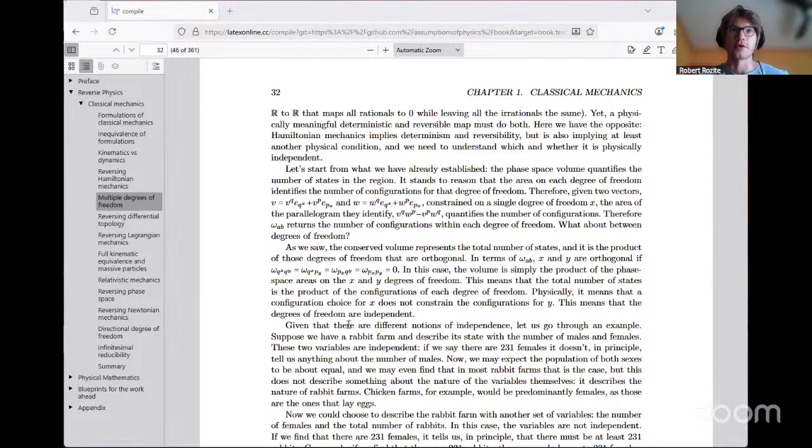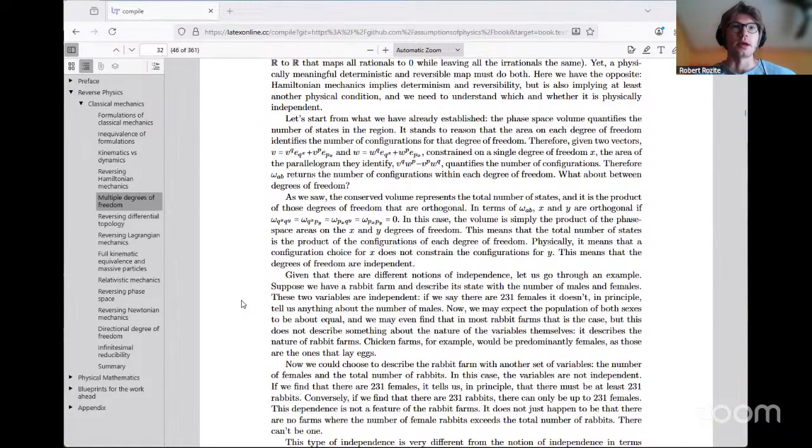Let's start from what we have already established. The phase space volume quantifies the number of states in the region. It stands to reason that the area on each degree of freedom identifies the number of configurations for that degree of freedom. Therefore, given two vectors v and w constrained on a single degree of freedom x, the area of the parallelogram, v_q w_p minus v_p w_q, quantifies the number of configurations. Therefore, omega_AB returns the number of configurations within each degree of freedom. What about between degrees of freedom?